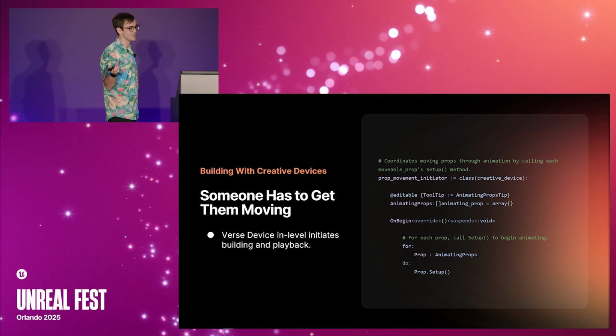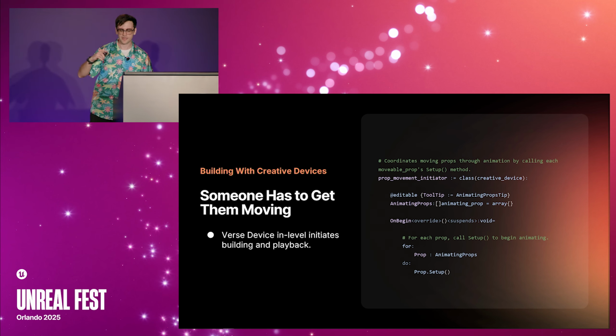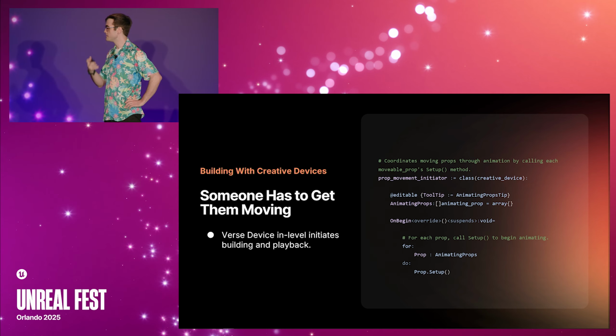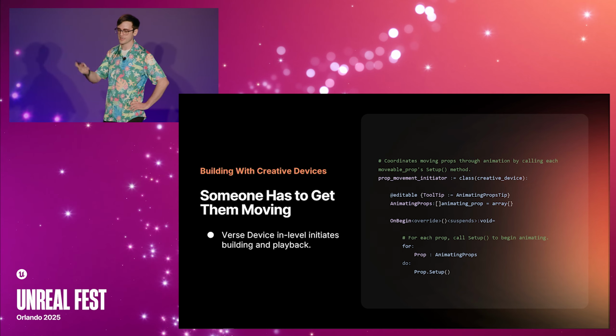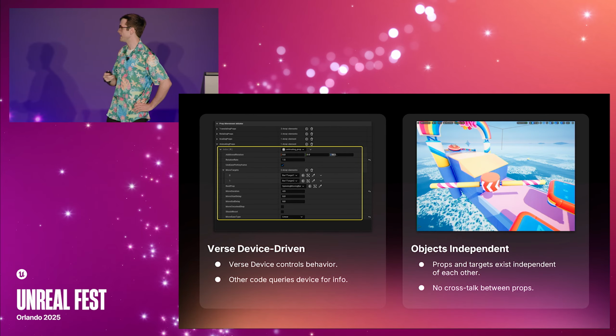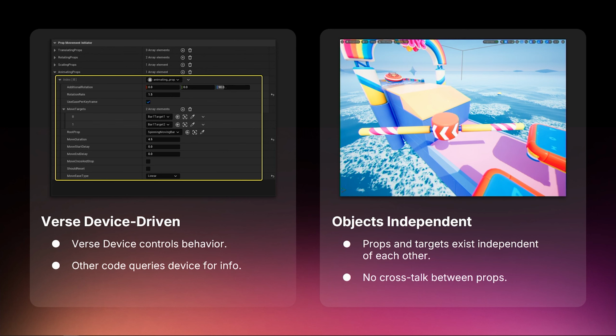So we have this prop movement initiator that has a reference to all these different animating props. And then when the game begins, it needs to go into each of them, call some setup function to actually get them started and actually get them moving. And this is a very Verse device-driven way of looking at things, right? Like I said before, these objects just exist in the level.